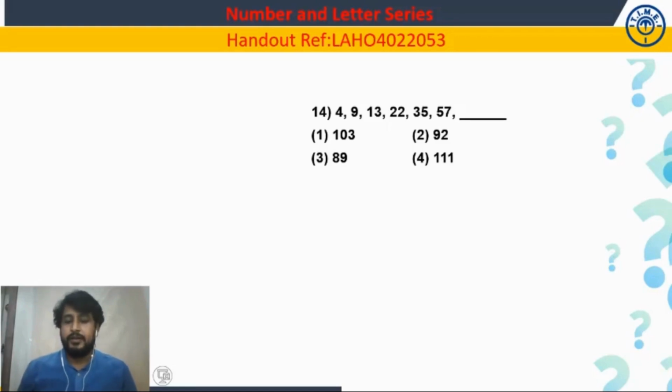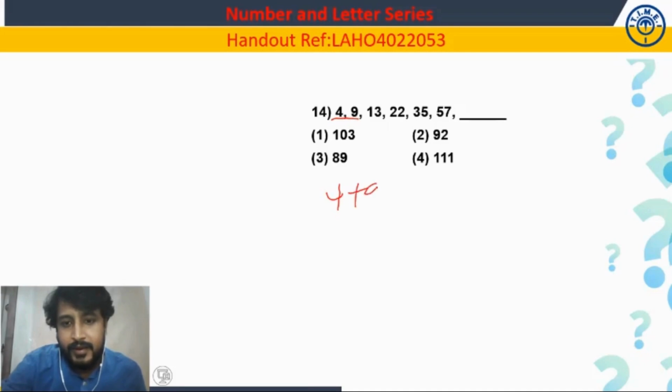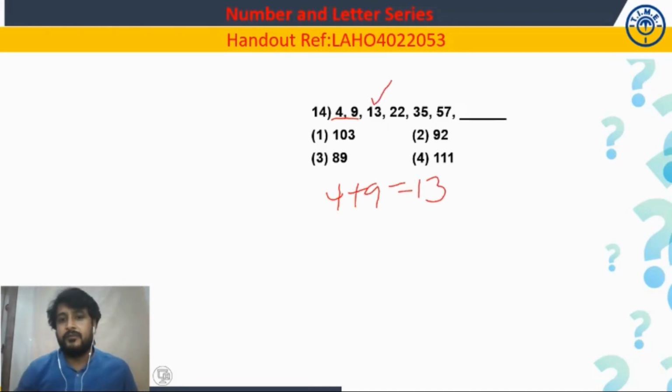Anyone? No. It's okay, don't worry. It is a typical logic. I'll explain you the logic. What are the first given two numbers? 4 and 9. 4 plus 9 is equal to 13. Sum of the previous two numbers is the next number. Sum of the first two numbers is the third number, which is called Fibonacci series logic.